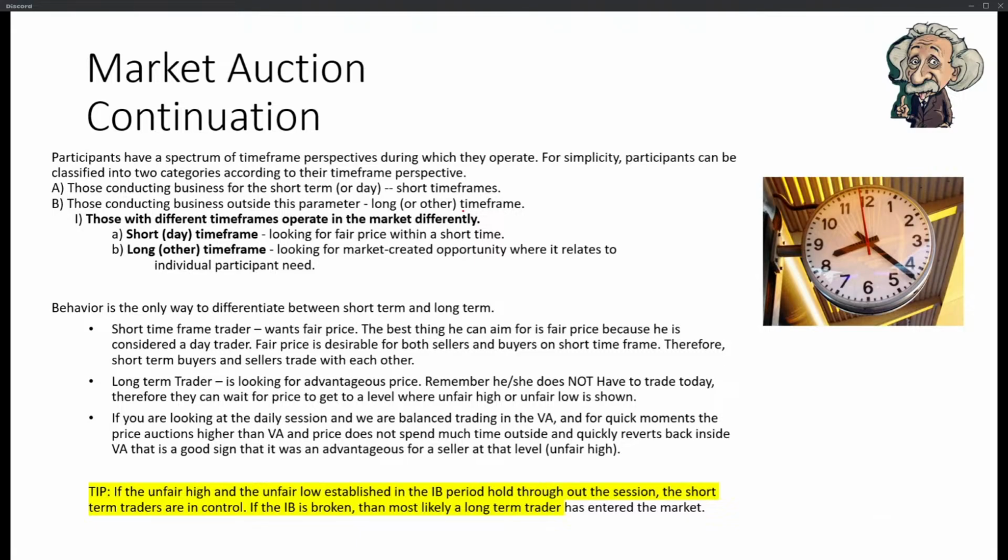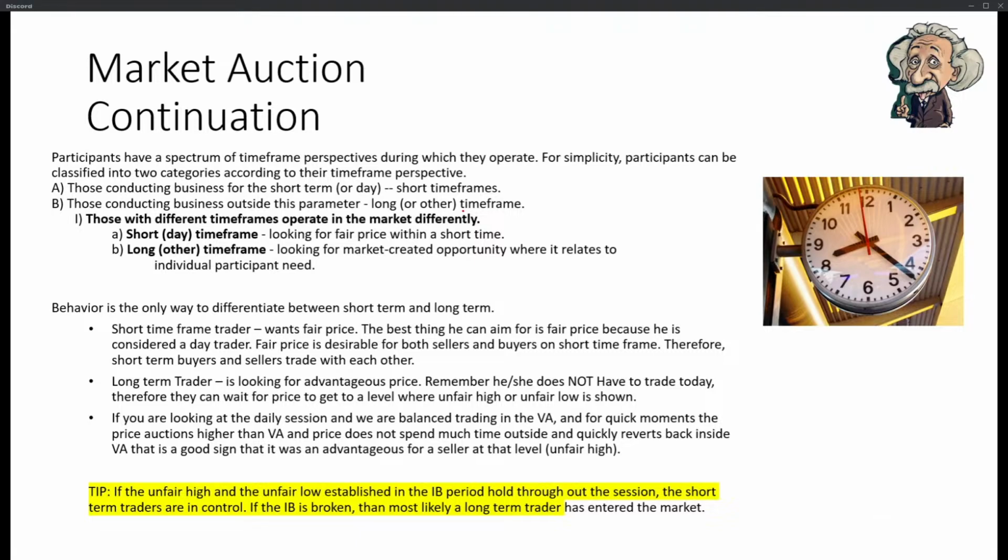Because if the fair price works out for a buyer and seller and we can profit from it, then it makes sense that we stay in that range as long as we can, until other time frame participants find more information and break, let's say, the balance or initial balance, and they deviate and auction higher or lower. That means they are no longer agreeing on the current price where you had a two-way auction among short-term traders.